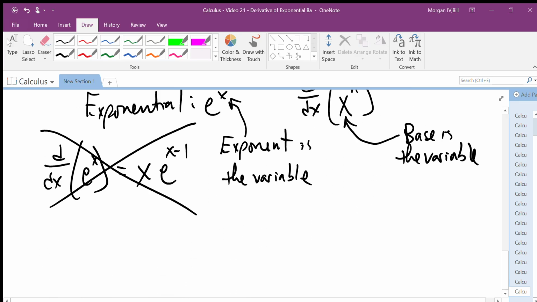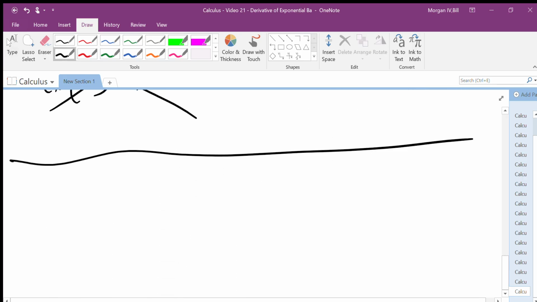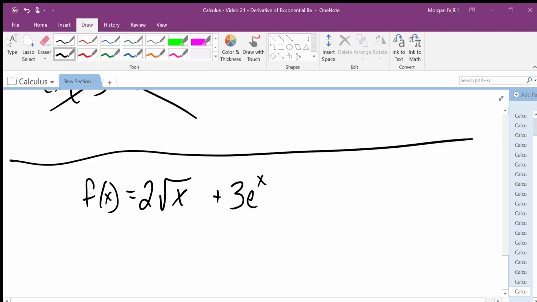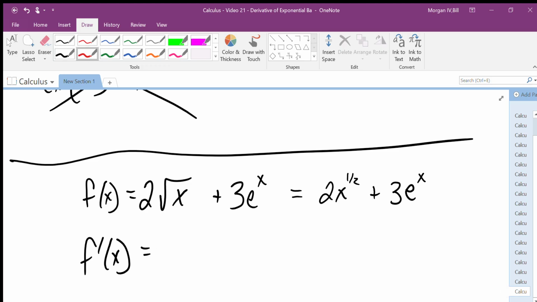Okay, let's try an example. Let's try a function such as f of x equals 2 square root of x plus 3e to the x. And let's say I want to know what is the derivative here, f prime of x. Before I do that, let's rewrite 2 square root of x as 2x to the 1/2, that rational exponent, plus 3e to the x. And now let's take the derivative with the 2x to the 1/2, that we will use the power rule.